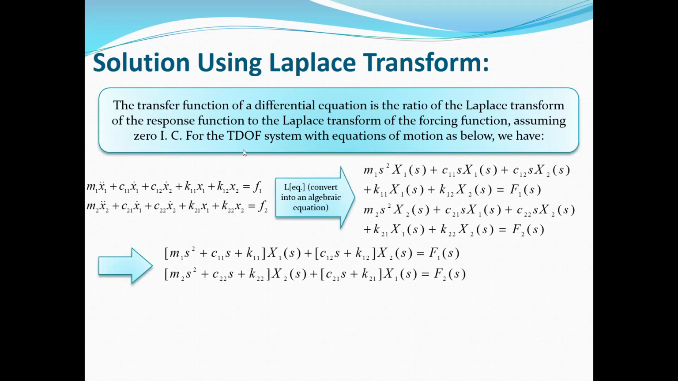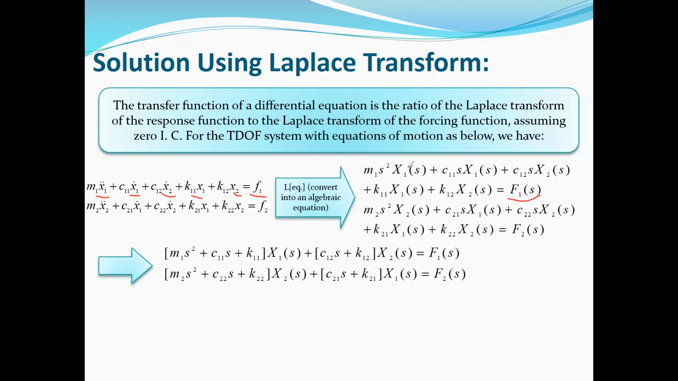of the equations, or we can convert them into algebraic equations by using the Laplace transform and move the equations from the time domain to the Laplace domain. We know that the Laplace transform of x1 double dot is s squared times uppercase X1. Laplace transform of x1 dot is s times X1. For x2 dot it is s times X2, and for x1 and x2 it is uppercase X1 and uppercase X2. And for f1, the Laplace transform is assumed to be uppercase F sub 1.